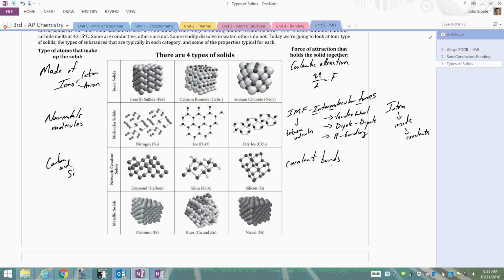The last one here is metallic solids. These are made of metals, and there are different types of metallic bonding that hold them together. You'll look at alloys in some of your reading for the homework. Read through the alloys, and I believe the semiconductor reading is at the end of this packet as well. It deals with these different solids and how they conduct electricity, heat, and those sorts of things.